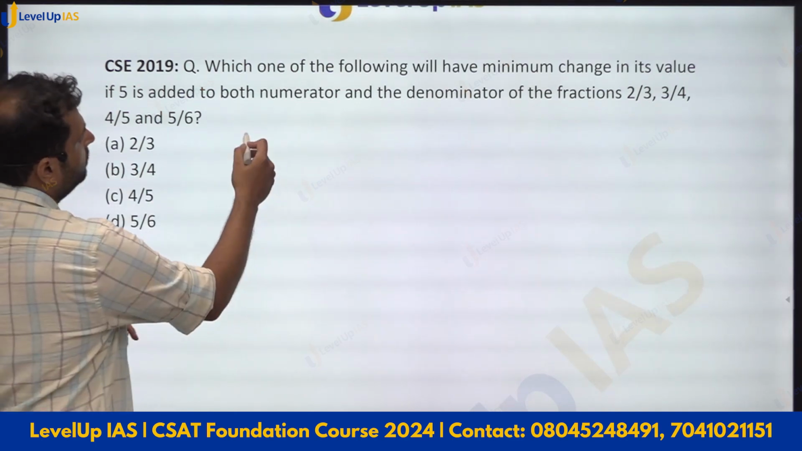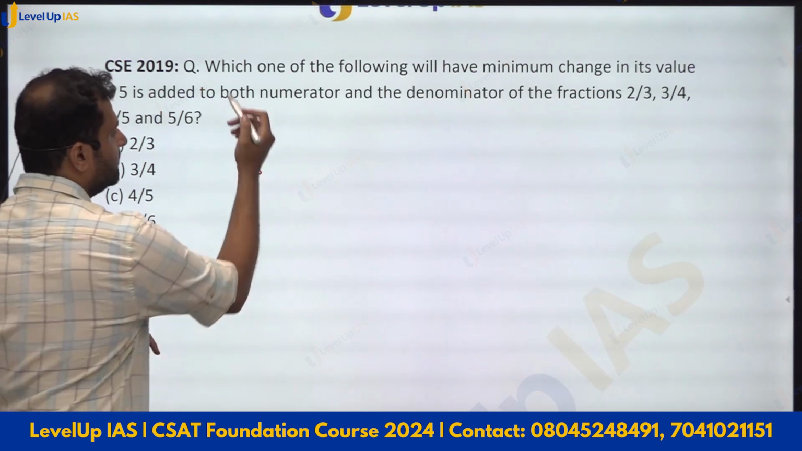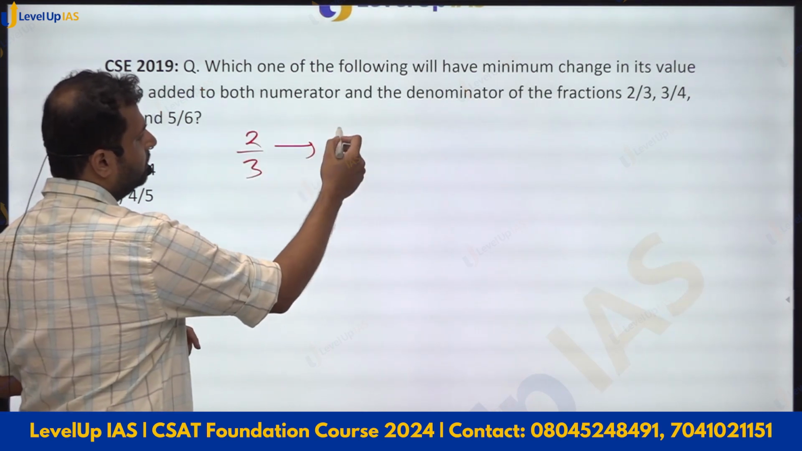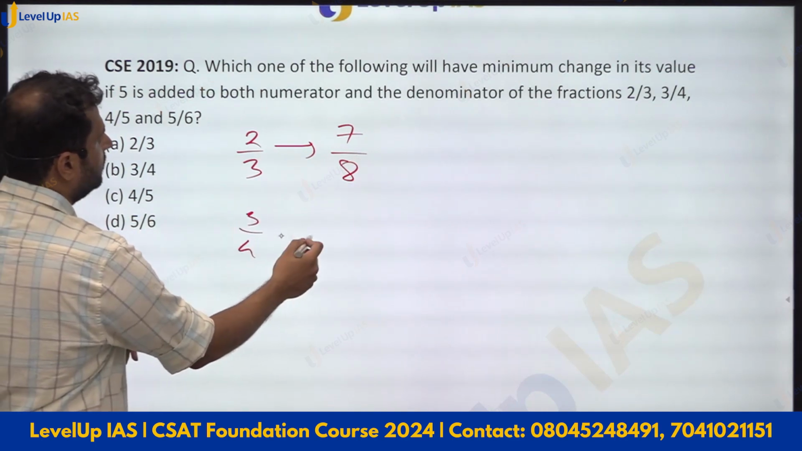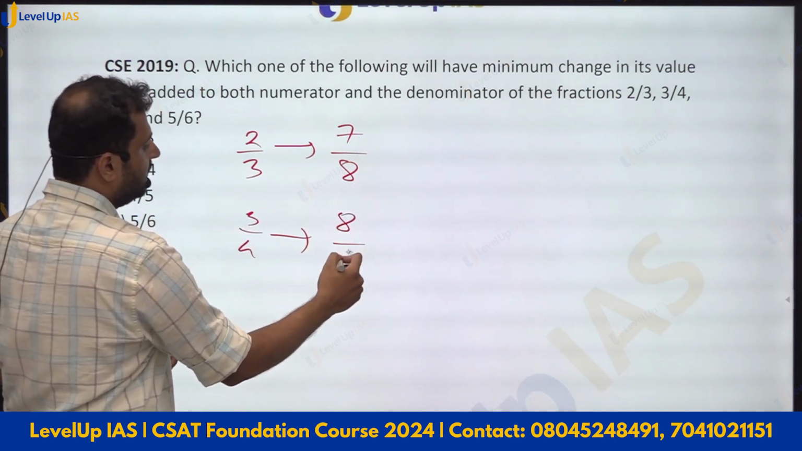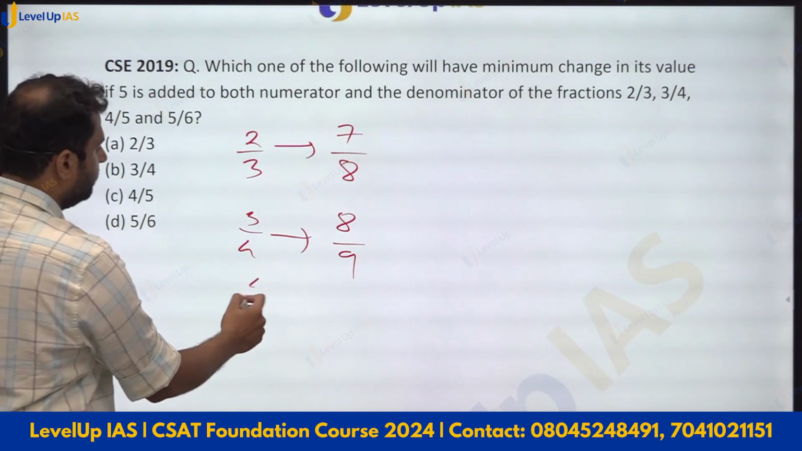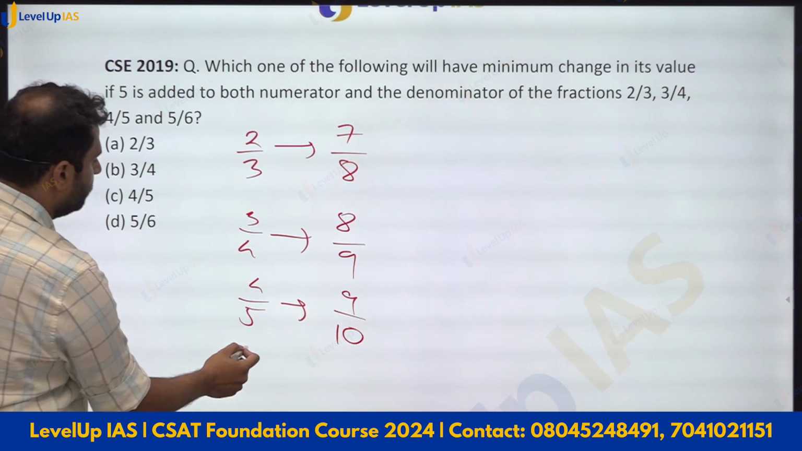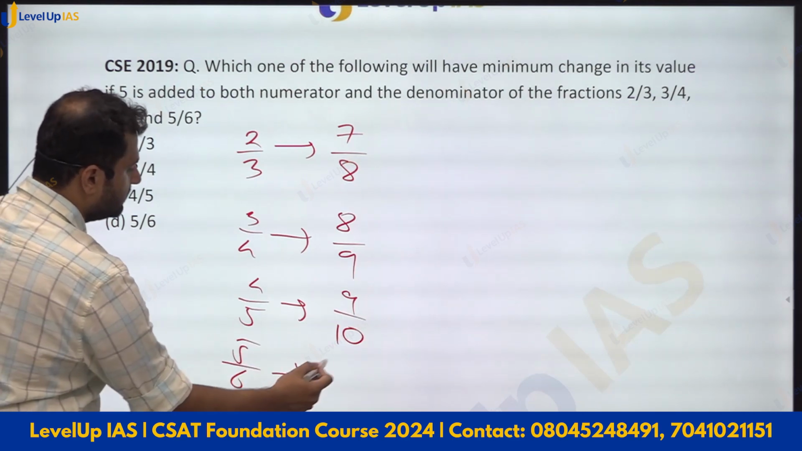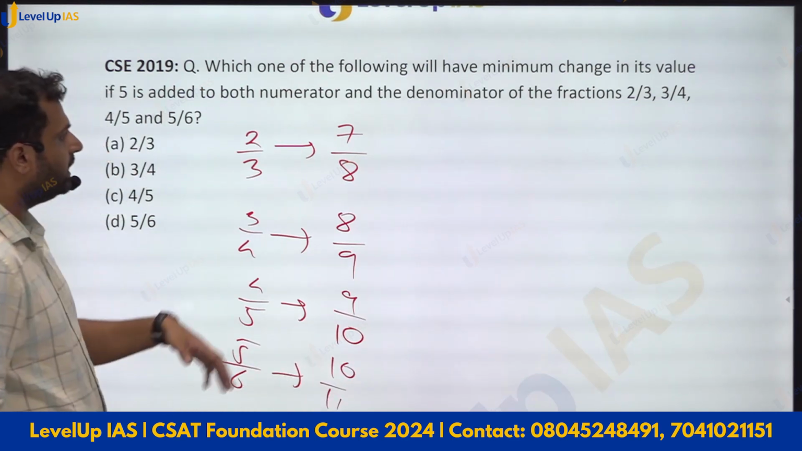Okay, so we have 2 by 3. The new fraction, adding 5, is 7 by 8. We have 3 by 4. The new fraction is 8 by 9. We have 4 by 5. The new fraction is 9 by 10. And we have 5 by 6. The new fraction is 10 by 11, right?